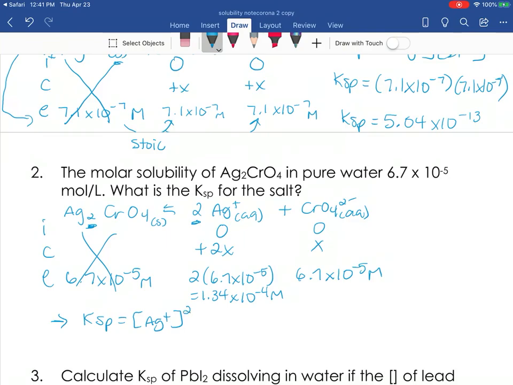Okay, so now the only thing is when you do the Ksp, make sure you write this step out here. You get marks for it. And because you want to remember, once it's a 2, yes, you get a 2x, but you also get an exponent of 2.